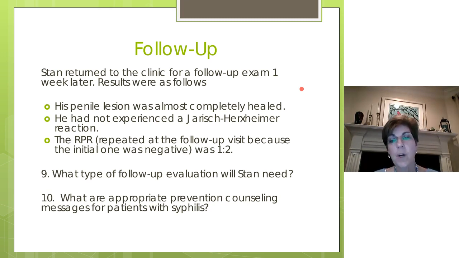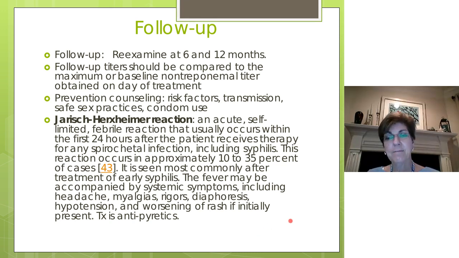And then what are the appropriate preventative counseling messages for people with syphilis? This is going to be the same for all the STDs. And so, condoms, limit partners, all those kinds of things. Not have sex with another partner if they haven't gotten treated yet. So you're going to re-examine at 6 and 12 months, and the follow-up titers should be compared to the maximum or baseline non-treponemal titer that you got at the day of treatment, and you should see that going down. Prevention counseling, risk factors, transmission, safe sex practices, and condom use.